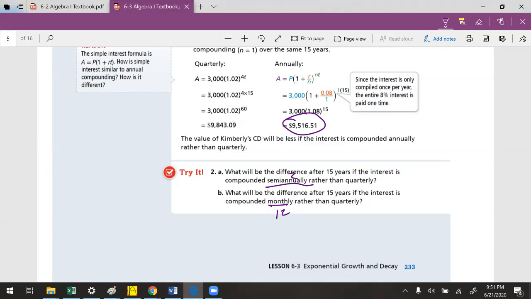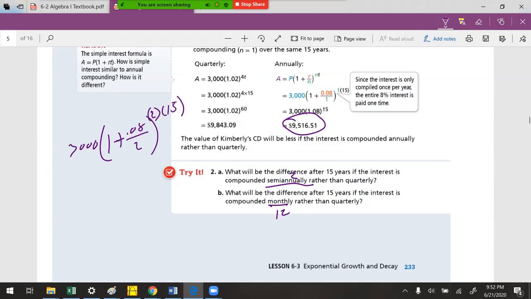Okay, so I don't want to find the difference between the two. Let's just set it up. And then we'll go from there, okay? So in this case, semi-annually, okay, that 1 changes to a 2, that 0.08 and everything else stays the same. Okay, here we go. So it's gonna be 3,000 times 1 plus 0.08 over 2 to the power of 2 multiplied by 15.